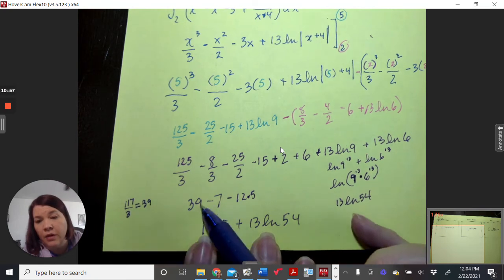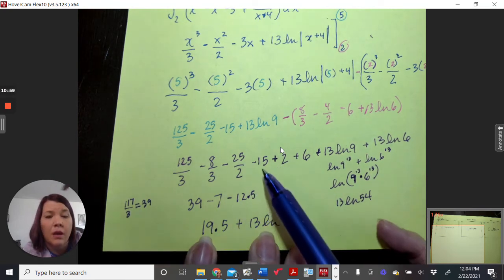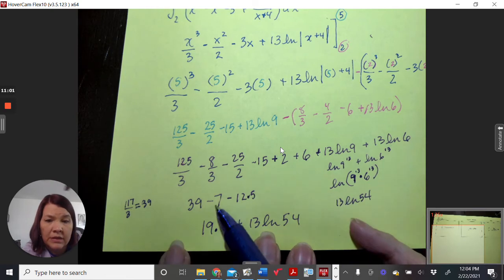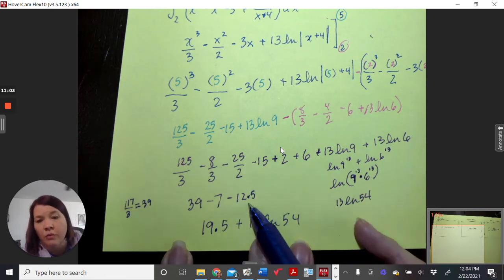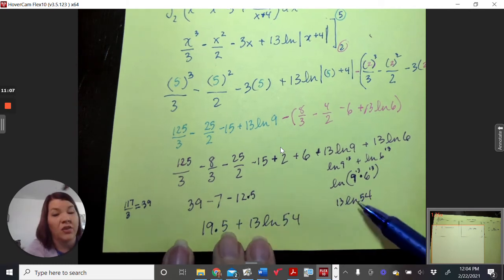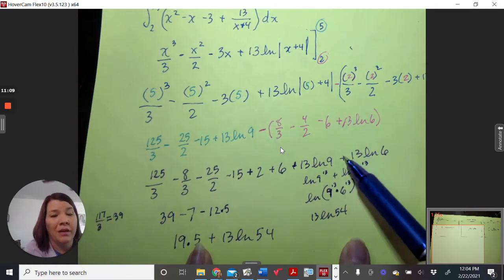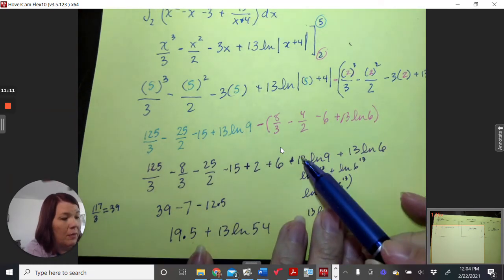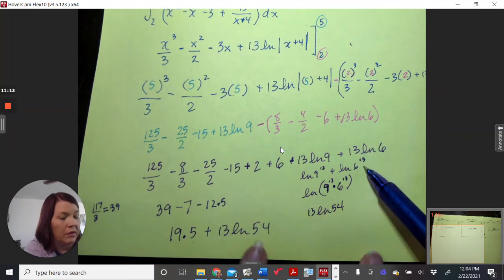Over here I played natural log games. I've made 13 the exponent of both of these, and since they're added together, that means the arguments were times. Then I brought the 13 back out front, and 9 times 6 is 54. And so that's where that came from. And there you go. There's the answer.